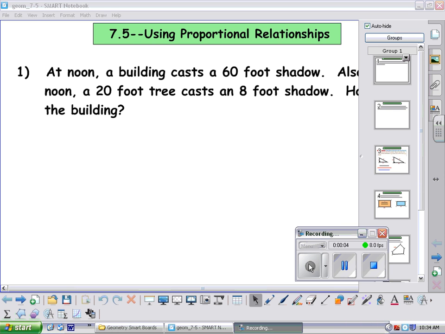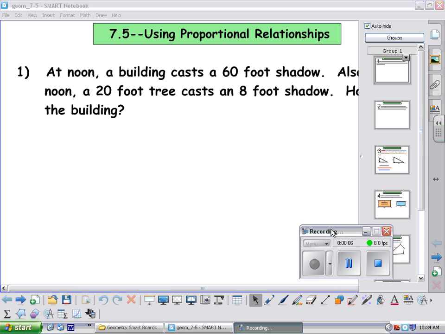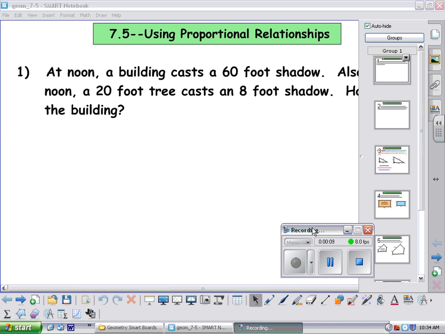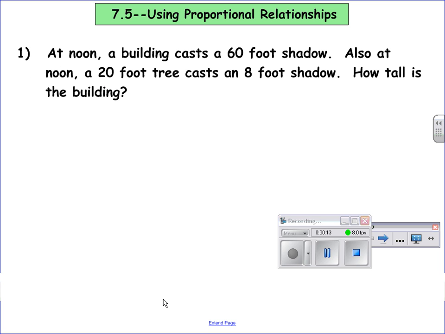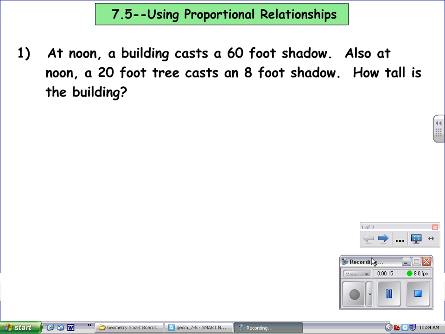Today we're in section 7.5 in your textbook. We'll be using proportional relationships, which just means at the end of the day what you'll be able to do is apply things that you know about proportions to solve problems. Okay? So let's look at this one. Some of these times with no picture provided, you're going to draw a picture.